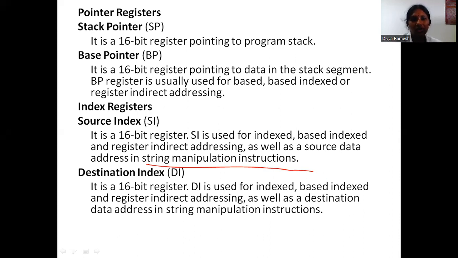Next one is the destination index. The destination index is a 16-bit register. It is mainly used for index, based index, and register indirect addressing modes. This is also mainly used in string manipulation instructions.